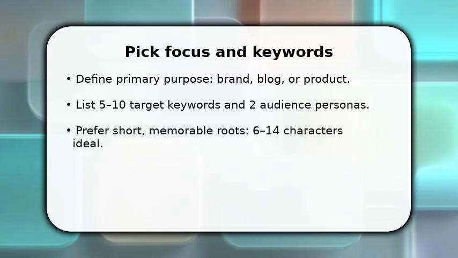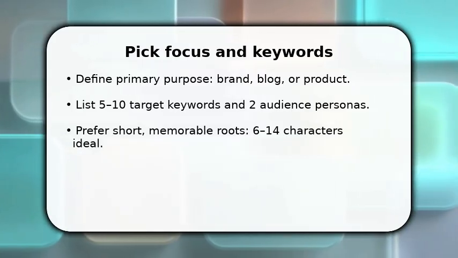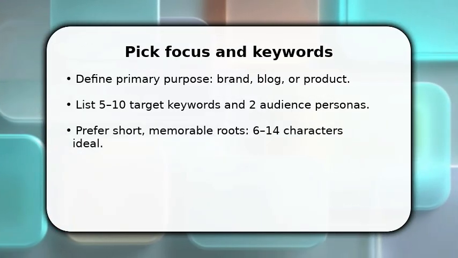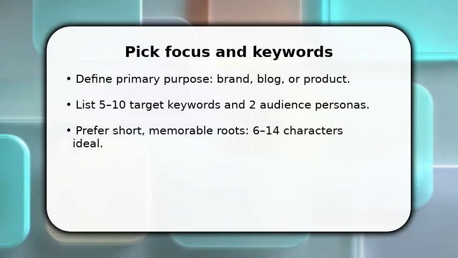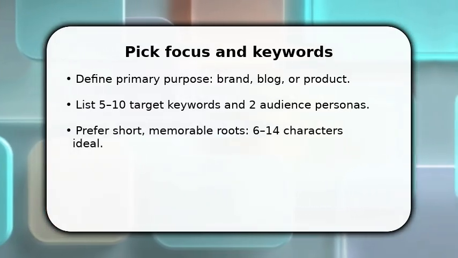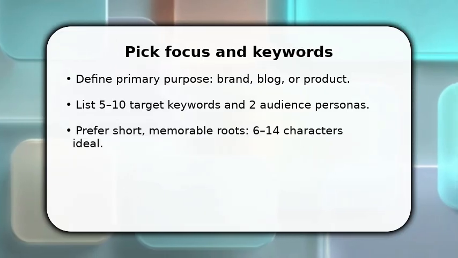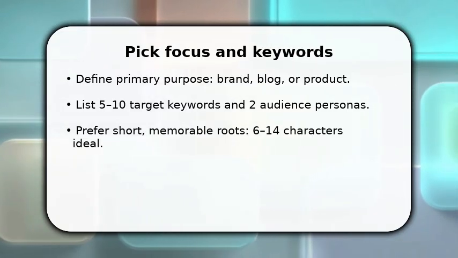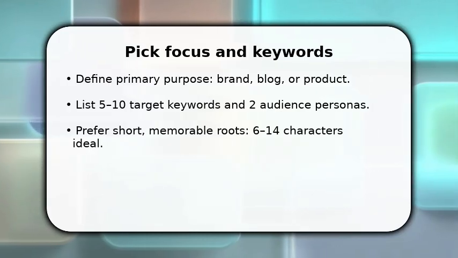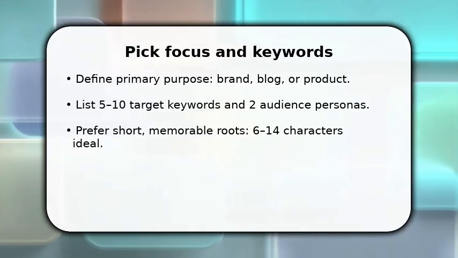You start by locking the focus, brand, blog, or product, because the domain must reflect purpose. Next, gather 5 to 10 keywords and 2 audience personas to guide tone and search intent. This narrows choices quickly. Once done, filter for 6 to 14-character roots to stay memorable and mobile-friendly.